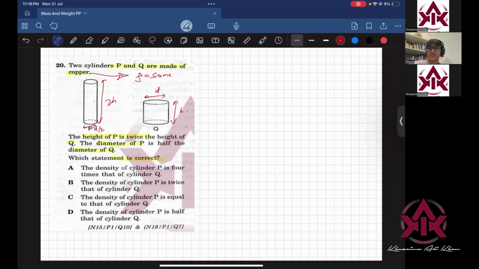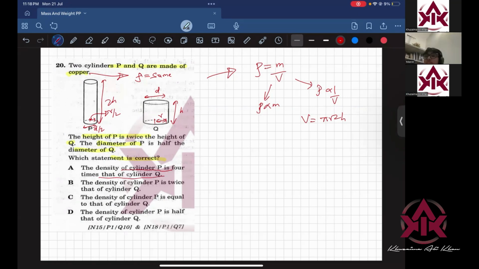So before starting, let's see the question here. The question says that density is mass per unit volume, right? And what is the relation of density and mass? Density is proportional to mass and inversely proportional to volume, right? And how do you find the volume of a cylinder? That is pi r square h, right? So you can also say that if the radius of Q is r, the radius of P is going to be what? Half, r by 2, right? So which statement is correct? Let's check it out step by step. Density of cylinder P is 4 times the density of Q. Okay.